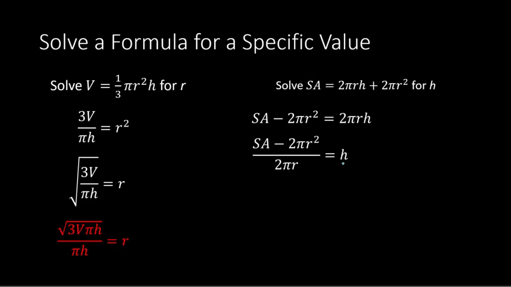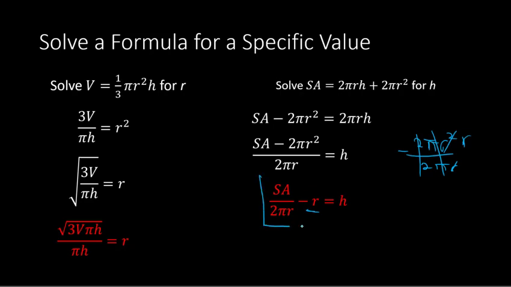So if we want, we could leave it like this because h is already solved for. But we could also separate this left side into two different fractions where we have SA over 2 pi r minus 2 pi r squared over 2 pi r. Well, if you have 2 pi r squared over 2 pi r, the 2's cancel, the pi's cancel, r squared over r would just give you r. So what we have here would be minus r. That's where that comes from. So you could write it like that if you want, separate into two different fractions. And we did that here because we noticed that this part of the fraction would all pretty much cancel out.